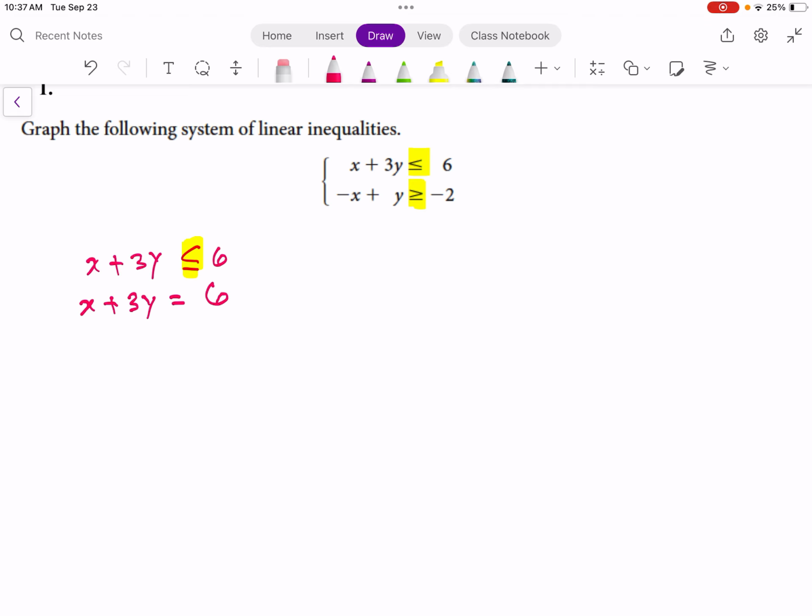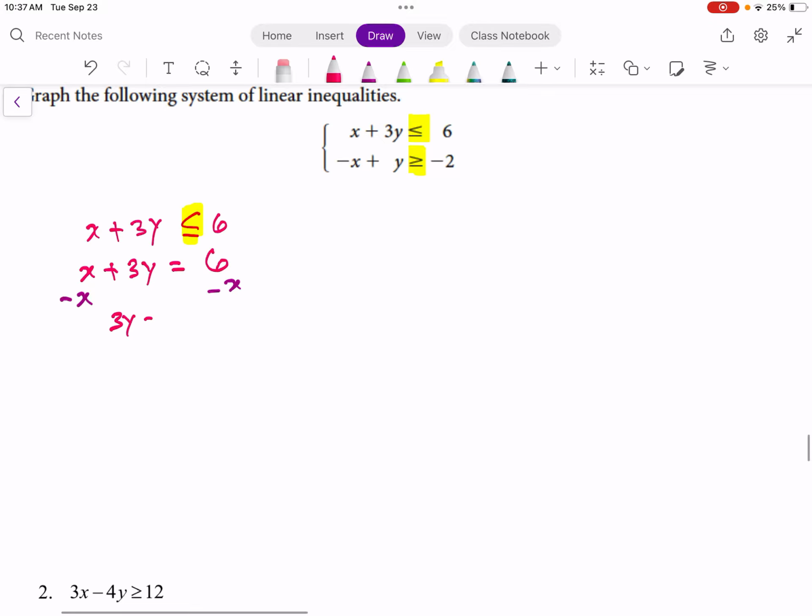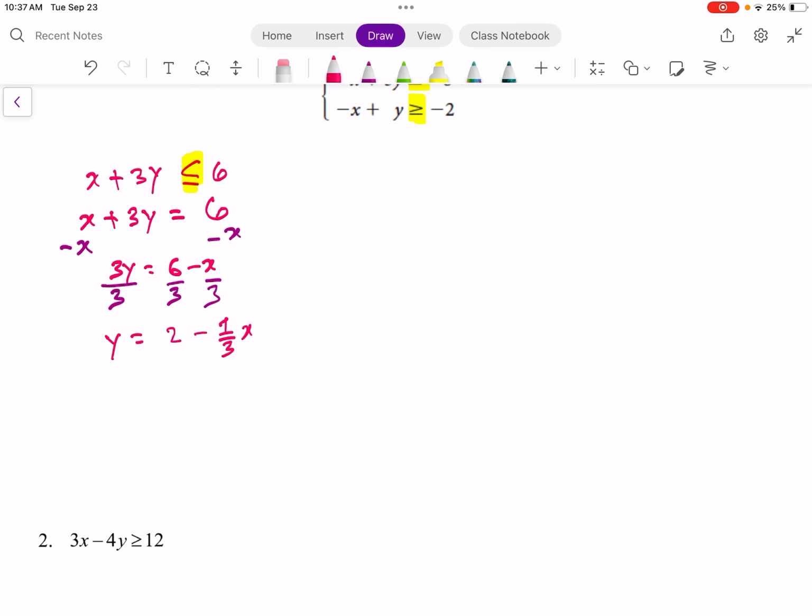We solve this equation for y. You subtract x on both sides, so we have 3y equals 6 minus x. You divide every term by 3. So our y is 2 minus 1 over 3 x, or let me write the x term first: negative 1 over 3 x plus 2.